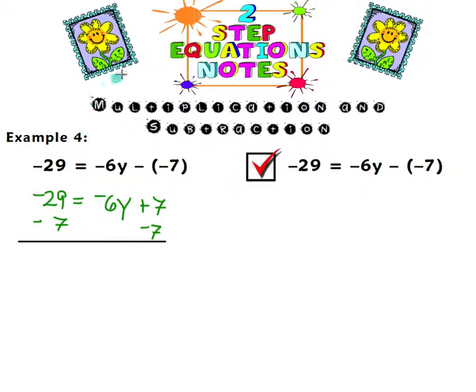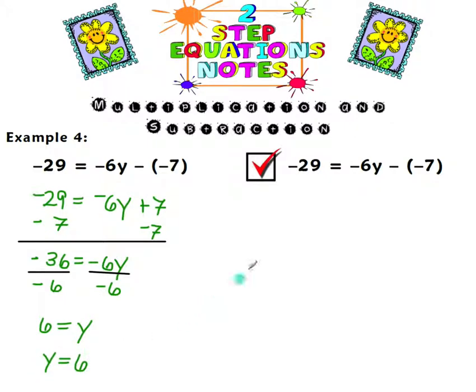So negative 29 minus 7 is negative 36. We are left with negative 6y on the right side of the equation. So then we need to divide by our coefficient, in this case negative 6. Negative 36 divided by negative 6 is a positive 6 equals y, or y equals 6.